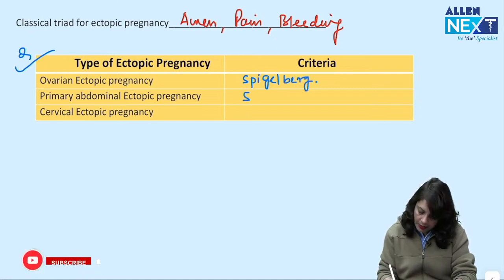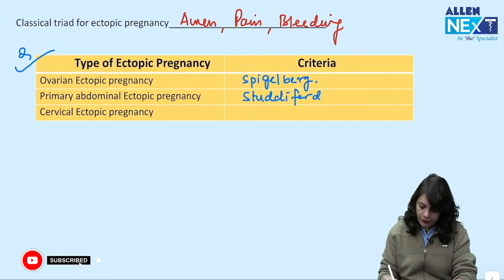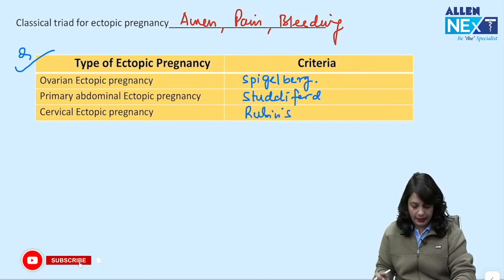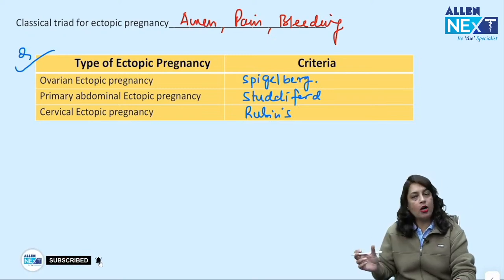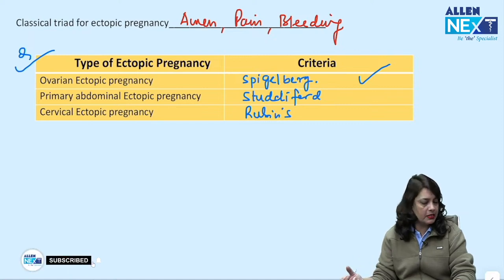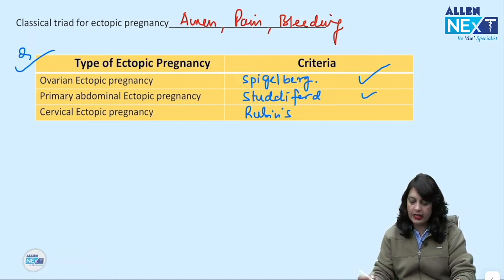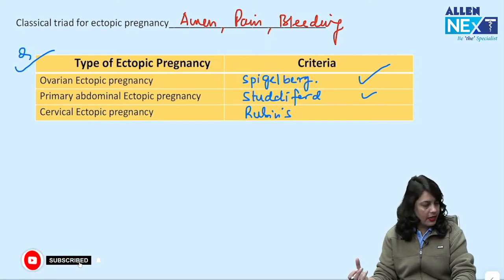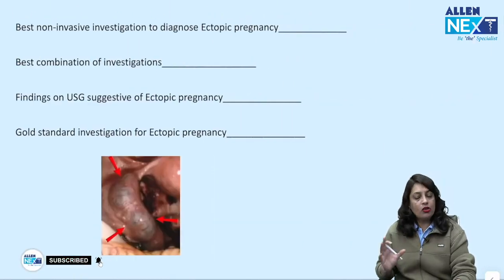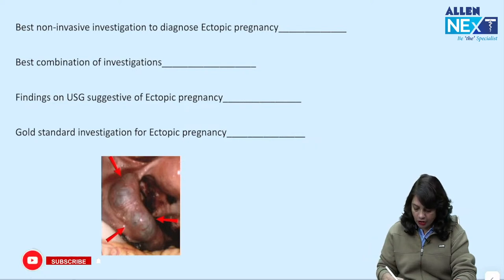For primary abdominal ectopic pregnancy, which is very rare, the criteria is Studdiford, and for cervical ectopic pregnancy, the criteria is Rubin's criteria. Fine. Next, which is the best non-invasive investigation to diagnose ectopic pregnancy?